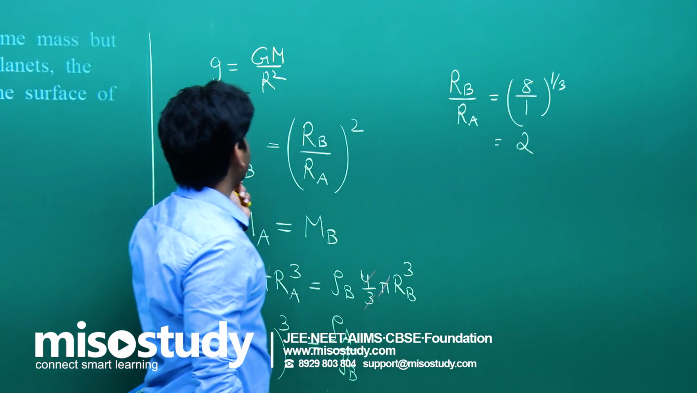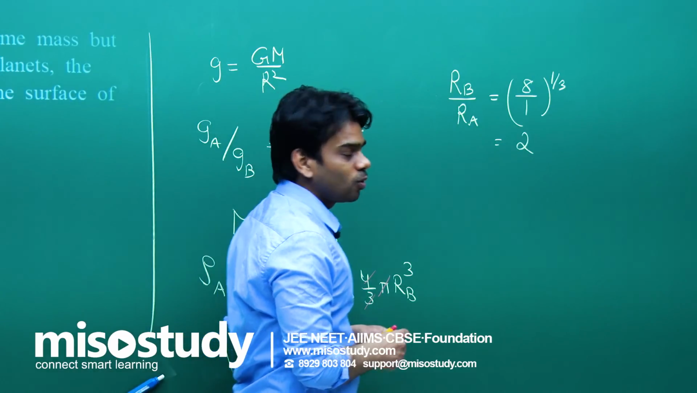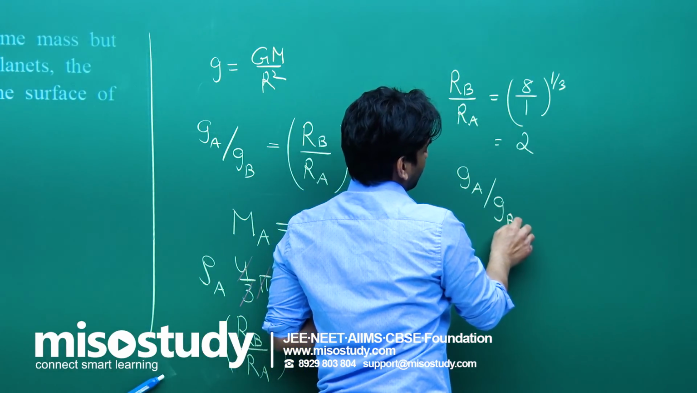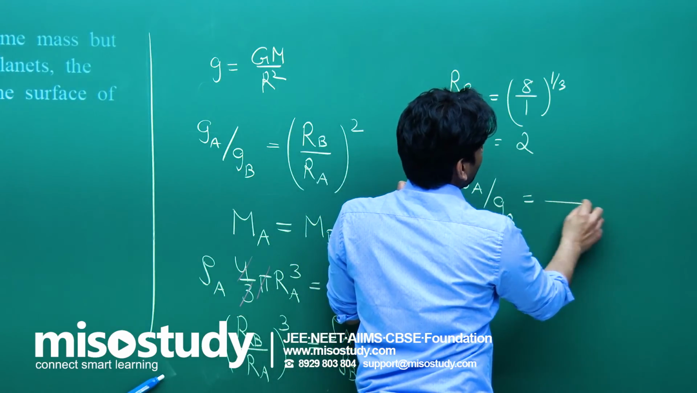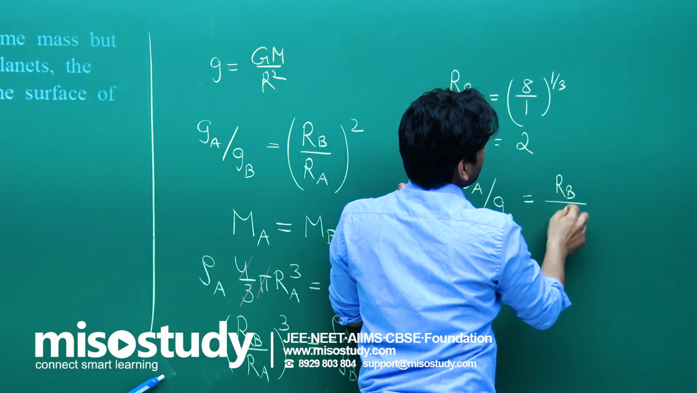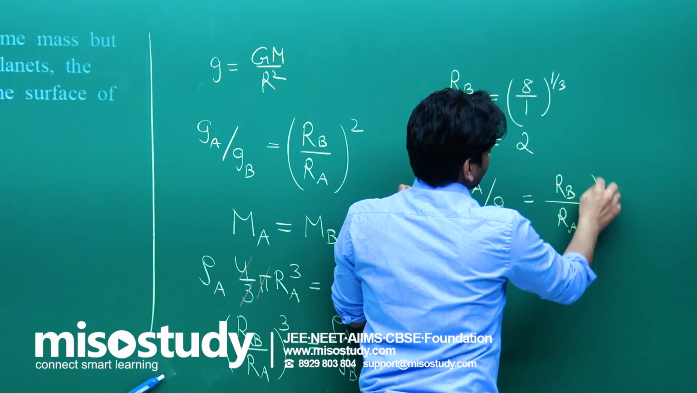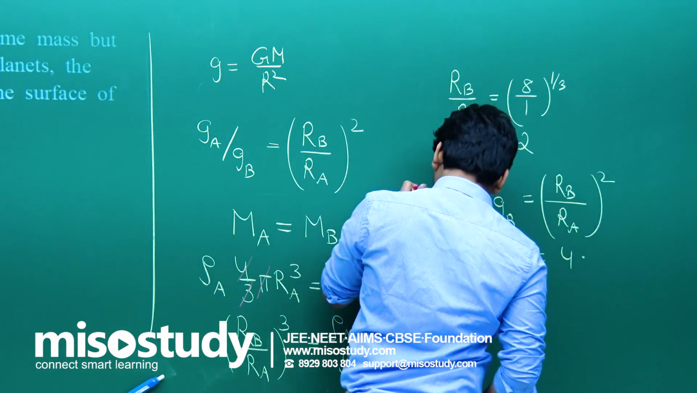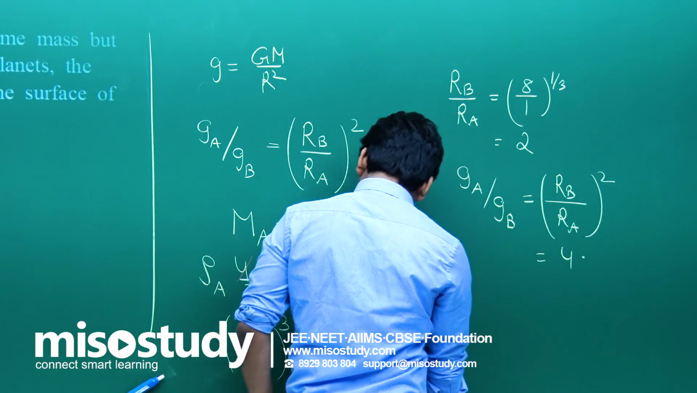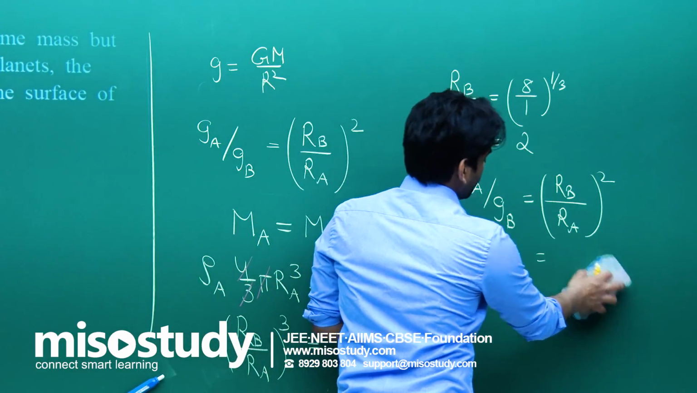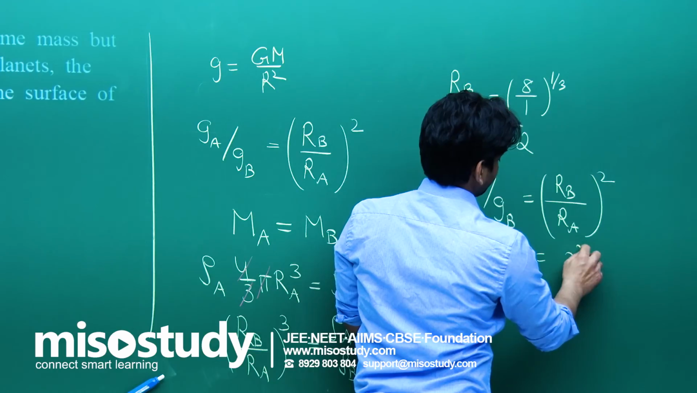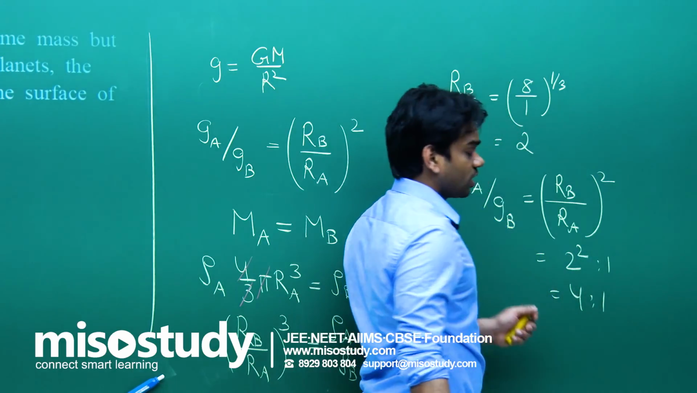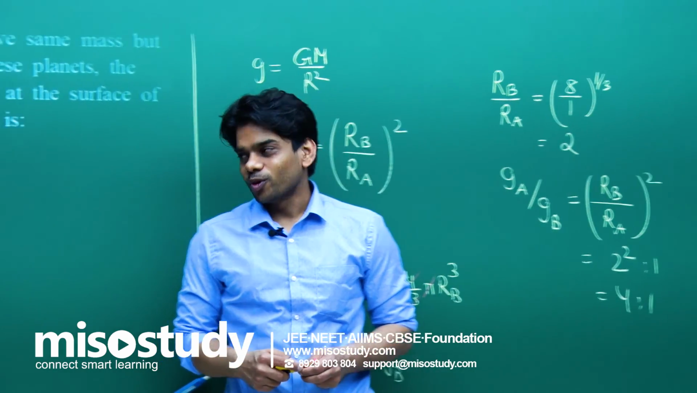Now you see here, Ga by Gb is Rb by Ra whole square. So this comes out to be 4:1, because Rb by Ra is equal to 2. So this will be 2 square is to 1, and hence this is 4:1. The right answer is the one matching with 4:1.